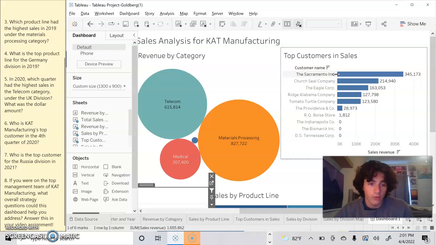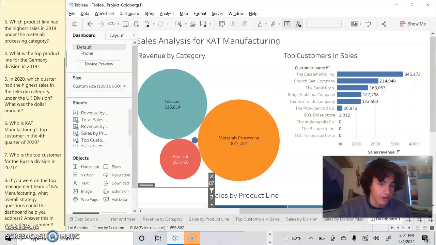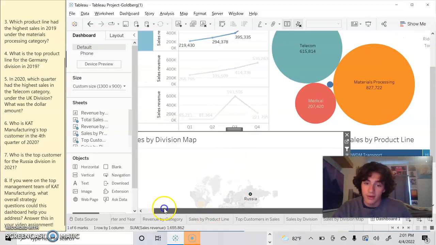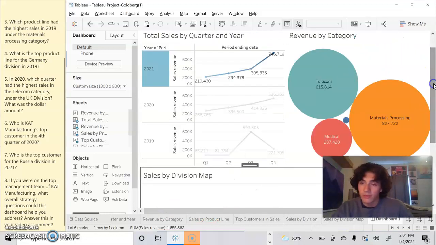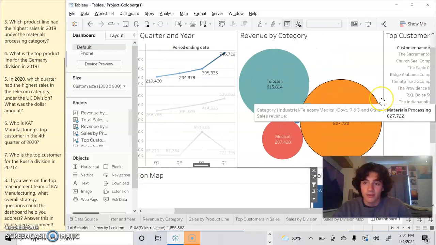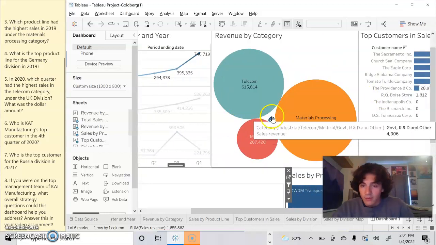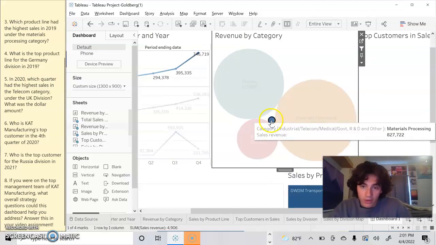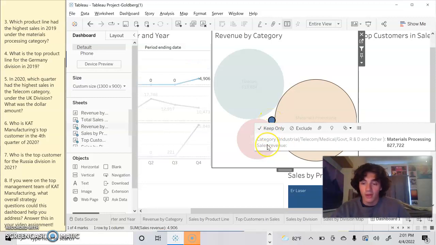So, final question, if you were on the top management team of CAT Manufacturing, what overall strategy questions could this dashboard help you address? I just feel like this helps address which company is leading in product sales and which category is being sold the best. So like for here, we can just look at this Russian example. Materials processing is clearly at the highest, and maybe the smallest right here is the government R&D, etc. That needs some work.